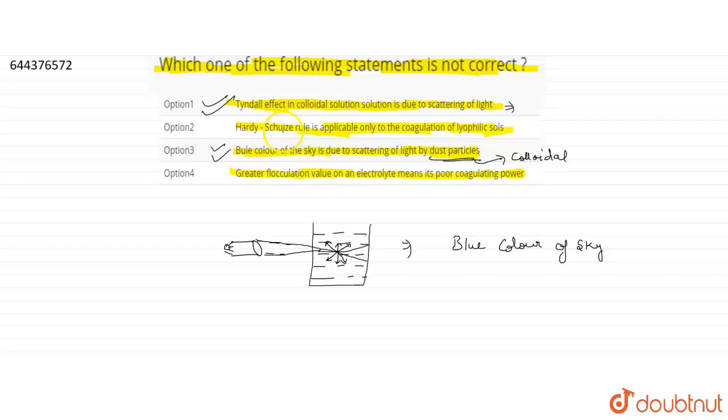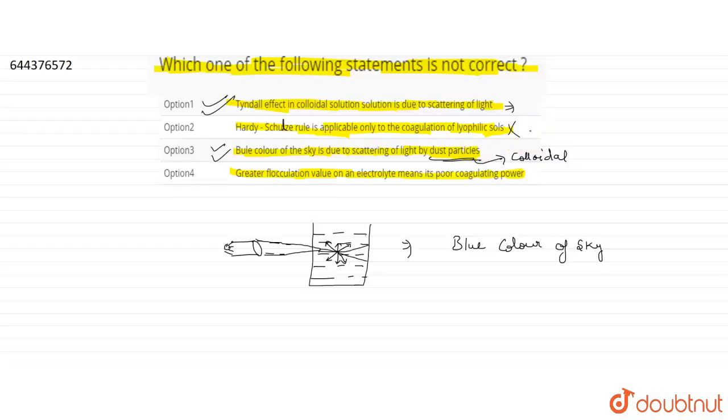Our second option is the Hardy-Schulz rule. It says the Hardy-Schulz rule is applicable only to the coagulation of lyophilic salts. This statement is incorrect, because the Hardy-Schulz rule is applicable to both lyophilic and lyophobic salts. What is the Hardy-Schulz rule? I hope you know it.